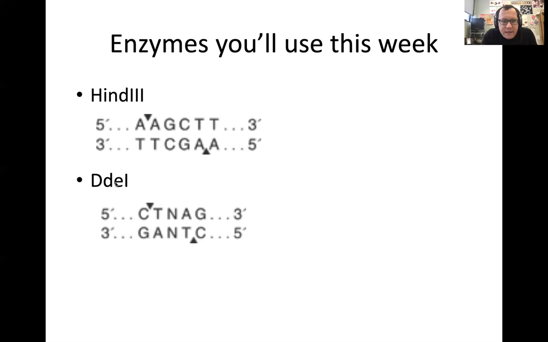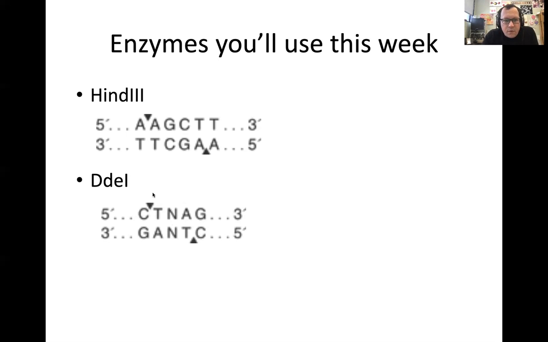You can see DdeI recognizes only 5 bases, and one of those is an N. And you might say, wait, N isn't a base. Well, what that means is that any base can be at this position. So it doesn't actually recognize this position, it just needs to have this particular spacing. So it recognizes the CT and the AG here. And you can see this is palindromic, that direction, that direction.